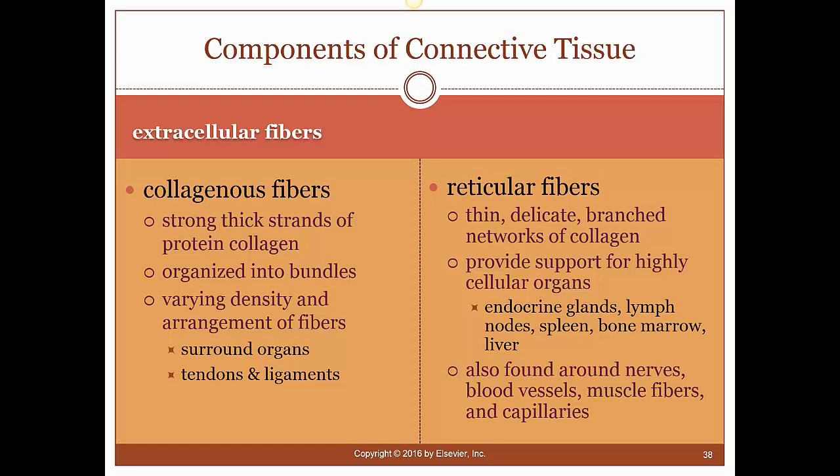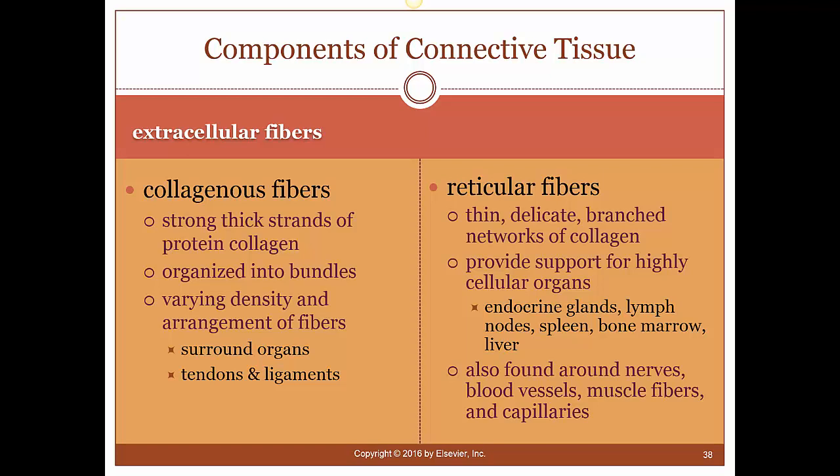They do have varying densities and arrangements in the way that they're put together. So they can be woven together, almost like weaving fabric, just depending on which tissue it is. They go around organs. They make up tendons and ligaments. They connect a lot of things together that need to be tightly bound in the body.